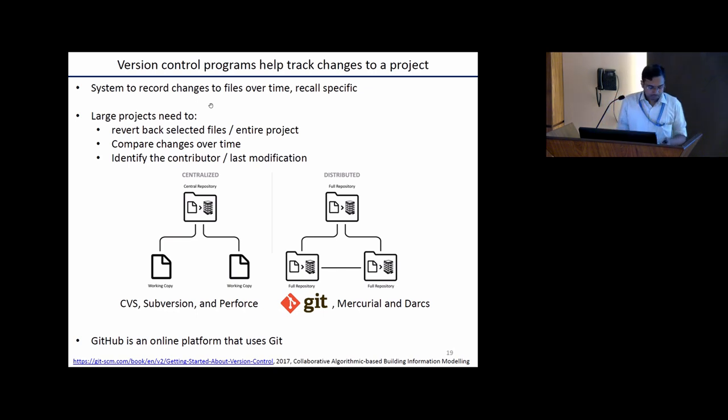So how do you do this? You need something called a version control program. And there are two major categories of version control programs. One is centralized and the other is distributed. I'll not go into the details of this, but I'll tell you this. One of the famous version control softwares is Git.